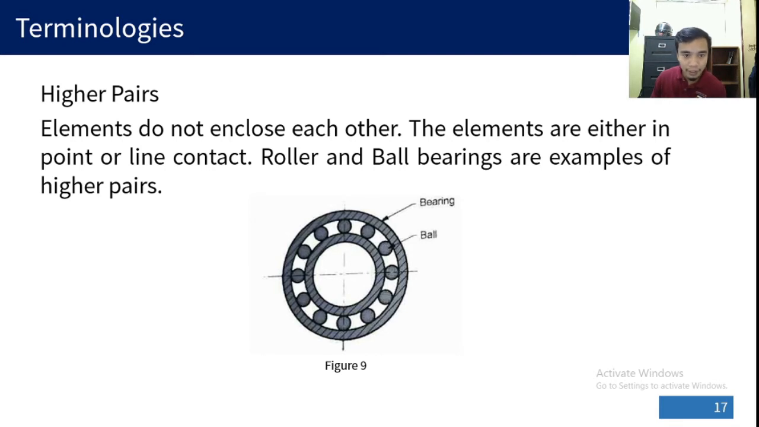Next is higher pairs. Elements do not enclose each other and the elements are either in point or line contact. The example is roller and ball bearings. You have probably seen these bearings, especially ball bearings. The mode of contact of the ball or even the roller is point contact. So a particular point on the ball is in contact with the bearing. So that is one of the examples of higher pairs.